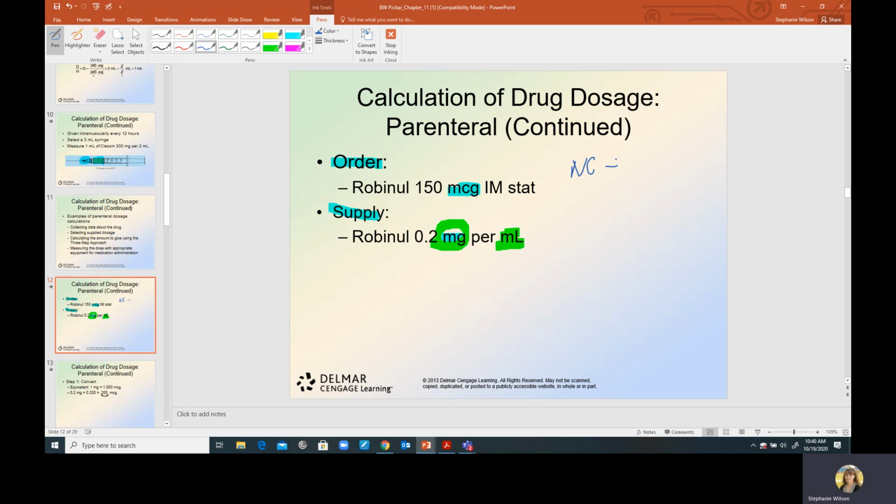So I'm going to make my statement that I know my needed conversion is 1 milligram is equivalent to 1,000 micrograms. Now, once I've made my statement, I'm going to come over here and set it up. I'm going to take my order.